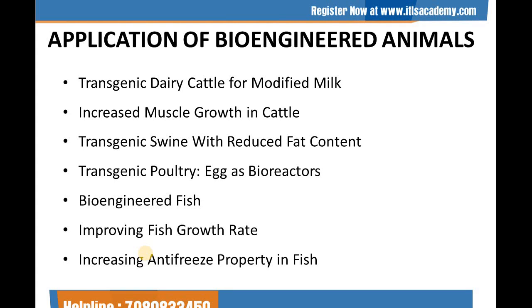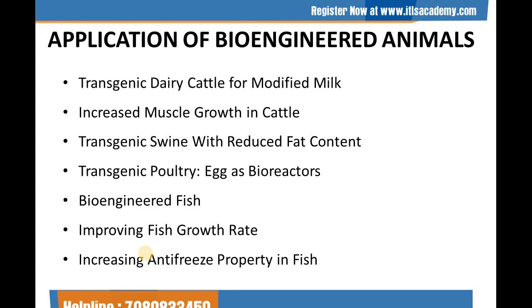Secondly, the increased muscle growth in cattle. Myostatin is a well-known growth differentiation factor, a member of the transforming growth factor beta family, released by myocytes, which inhibits myogenesis and so decreases muscle growth and differentiation. Third point is the transgenic swine with reduced fat content.